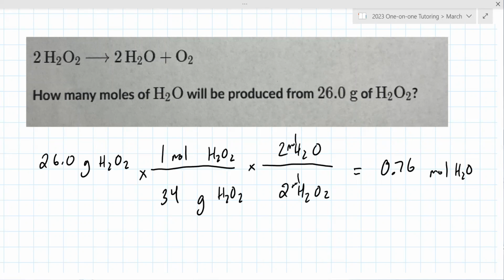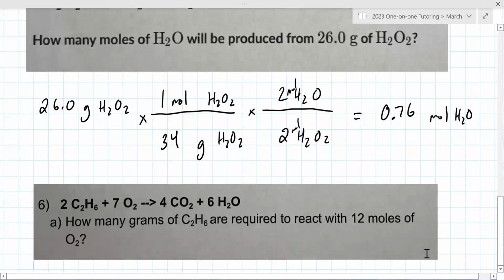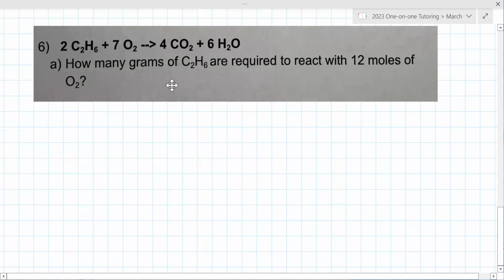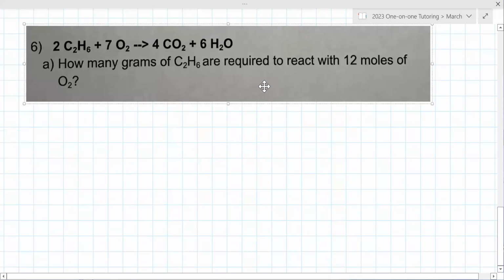And then number 6 now. All right, so this is the new style of question. Let me grab a snip here. How many grams of C2H6 are required to react with 12 moles of O2? So what are you going to start with in the top left? 12 moles of O2.